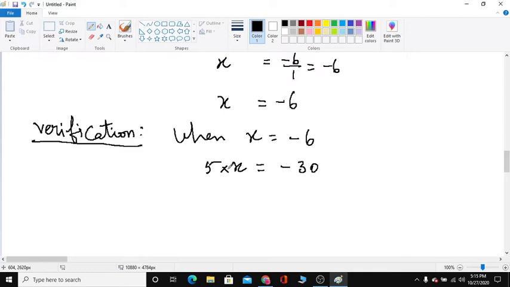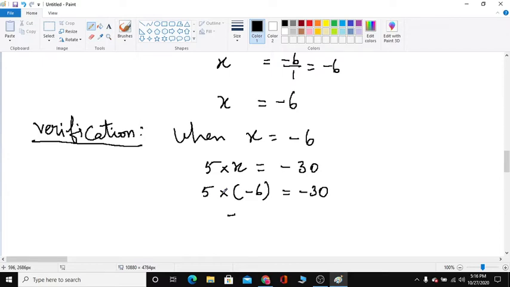Negative number, so you write it within the bracket: 5 into, in the place of x, minus 6, is equal to minus 30. 5 into minus 6: plus into minus is minus. 5 into 6, 5 6s are 30. So the left hand side is 5 into minus 6, minus 30. Right hand side, minus 30. So the left hand side value is minus 30, and the right hand side value is also minus 30. Both sides have the same value. Left hand side is equal to right hand side.